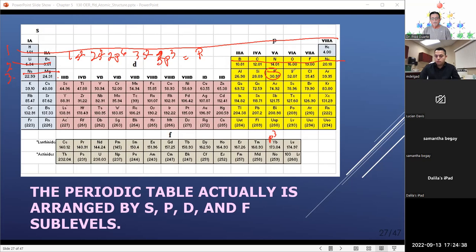Okay. And if I wanted to do sulfur, I just change that 3 to 4, and now I got sulfur. And if I wanted to do argon, I change that 4 to 6. Now I got argon. So see how that works with respect to using the periodic table.